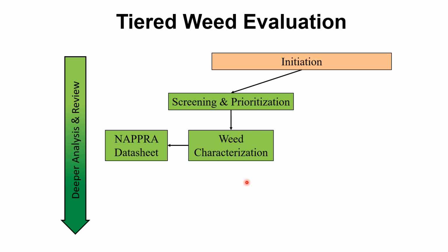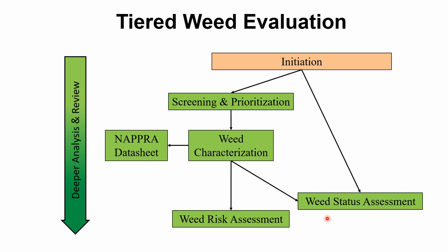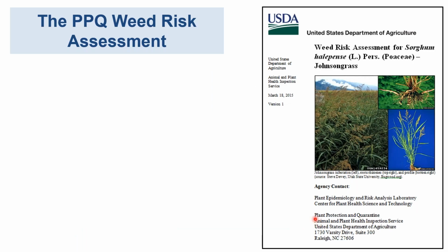If we need more information about the species, or if we think it's a good candidate for the federal noxious weed list, we will then proceed with the weed risk assessment, which is our most detailed assessment. And it usually takes anywhere from a week to 2 weeks, depending on the complexity of the species. Recently, we also developed a weed status assessment, which I'm going to talk to you about in a minute.